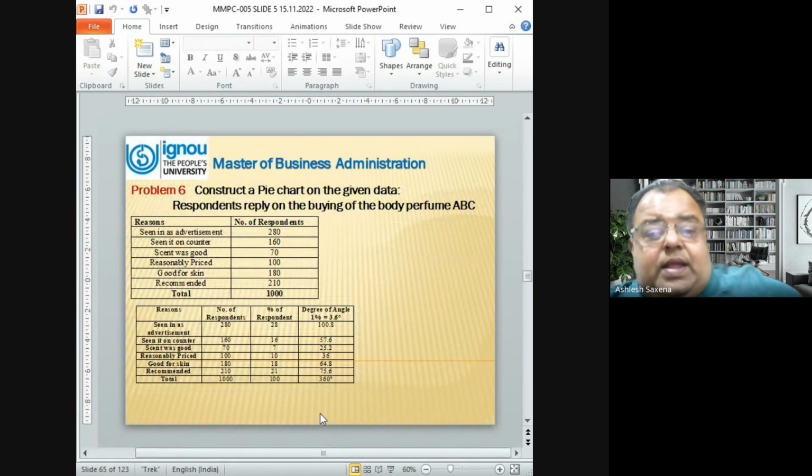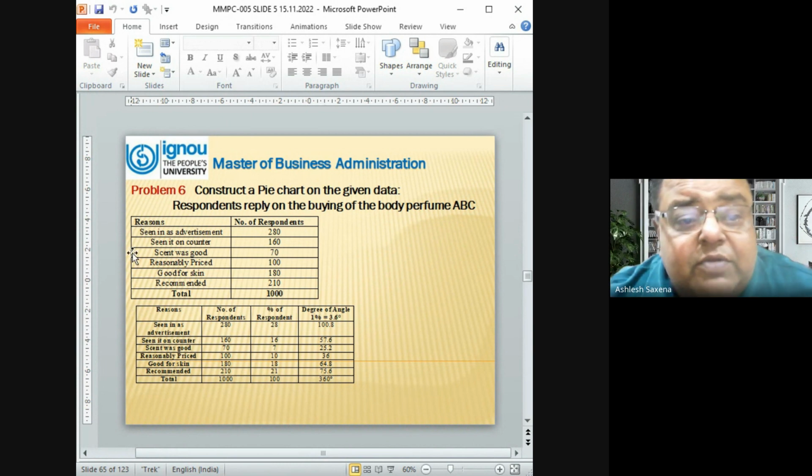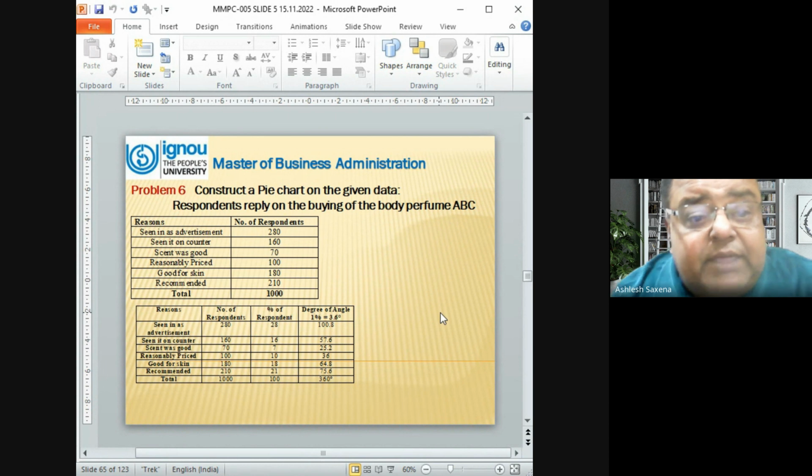Now, a very interesting thing, how to draw a pie chart for respondents' replies on buying a body perfume ABC. This value is given to you. Now, first of all, you have to calculate the percentage of respondents. That means 280 divided by 1000, 160 divided by 1000. So you will get this percentage. When you add up, you will get 100.